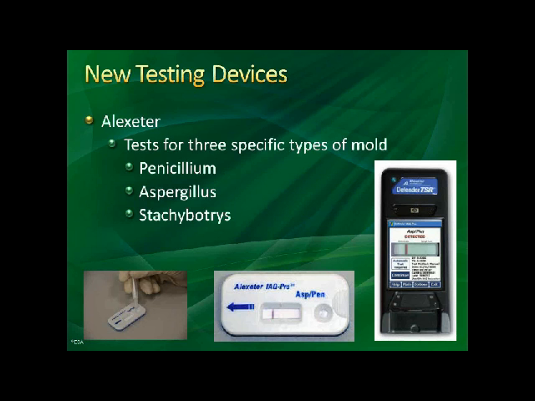We also have other testing devices that will test for specific molds: Penicillium, Aspergillus, and Stachybotrys. We use the general term... This is the pregnancy test for mold. One line means that it's working, 2 lines mean we have a problem.